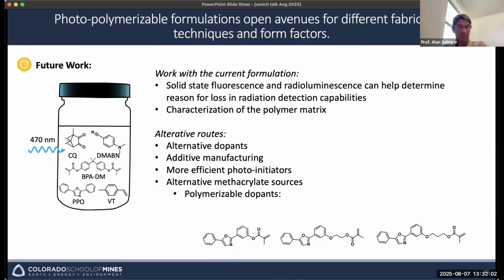And this is also the strategy that we used for the 3D printing of the scintillators that I won't have time to talk about, but we were able to make formulations that we could use in standard 3D printers and make samples in a period of seconds. So we're able to use this process in 3D printing.